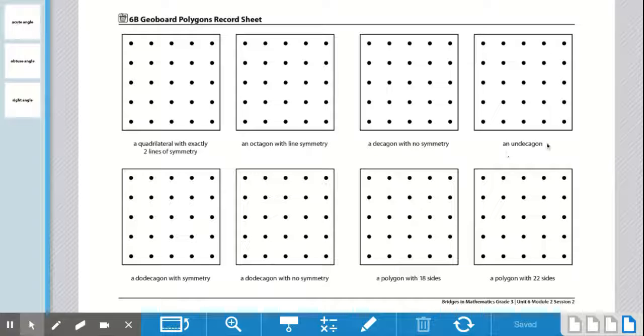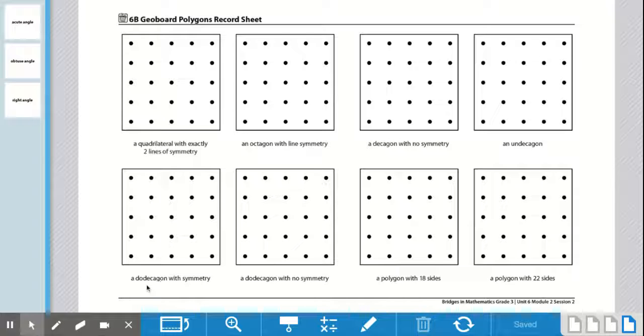An undecagon is 11 sides. Undici in Italian is 11. Or it would be uno is 1, and 10 is 10. 1 plus 10 is 11. Un decagon is 11 sides. If you know Portuguese or Spanish or French, I want you to think of the word for 11 or 1 and 10 and see if they're the same.